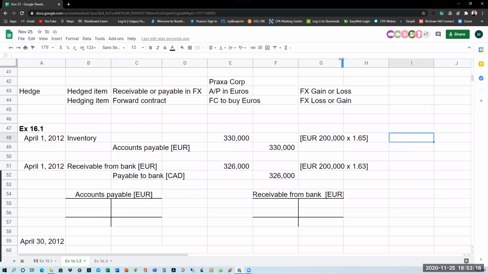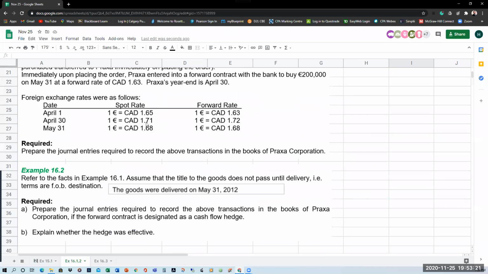Now, just looking at the spot rate and the forward rate, it appears that the foreign exchange markets expect the euro to depreciate relative to the Canadian dollar. At least at that time, on April 1st, the foreign exchange markets expected that the Canadian dollar will appreciate relative to the euro, or the euro will fall relative to the Canadian dollar.